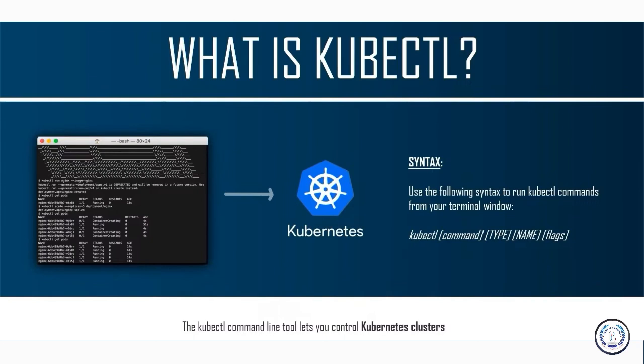Resource types are case sensitive, and you can specify the singular, plural, or abbreviated forms. For example, you can type in the following commands, which produce the same output: kubectl get pod pod1, kubectl get pods pod1, kubectl get po pod1. All of these commands produce the same output. Name, on the other hand, specifies the name of the resource. Names are case sensitive. If the name is omitted, details for all the resources are displayed.